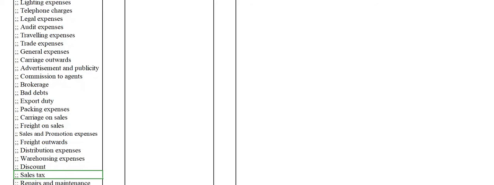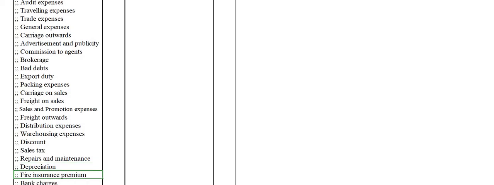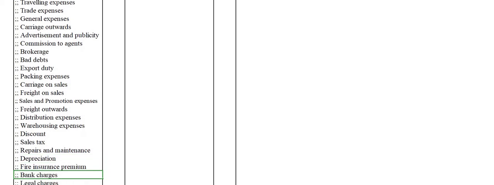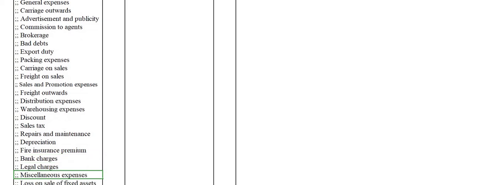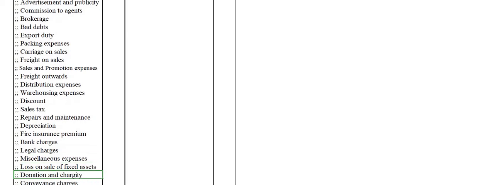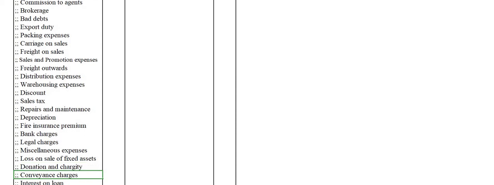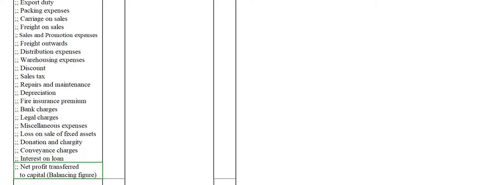Then warehousing expenses, discount allowed. Discount on the expense side means discount allowed, that can be written. Then sales tax can be written. Then repairs and maintenance, depreciation of fixed assets, fire insurance premium, bank charges, then legal charges, miscellaneous expenses, loss on sale of fixed assets, donation or charity paid, conveyance charges. Conveyance charges means traveling charges. Then interest on loan, etc. will be written.